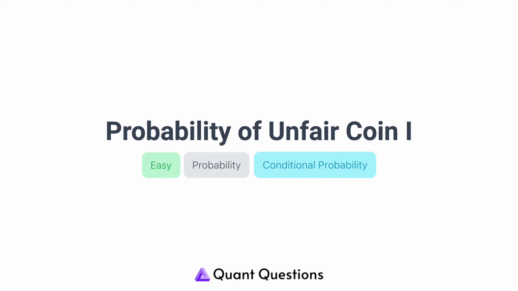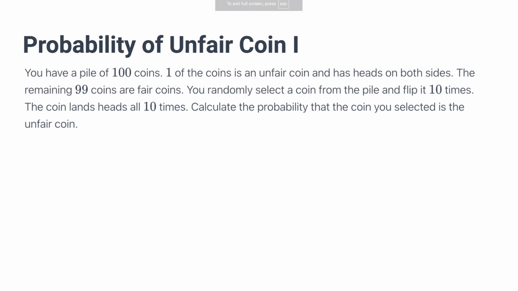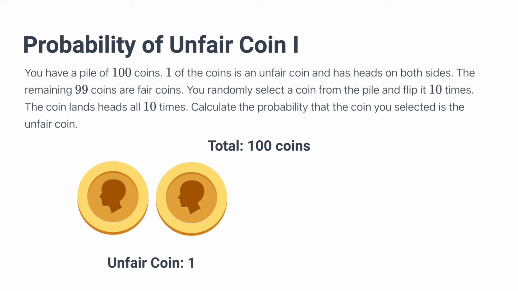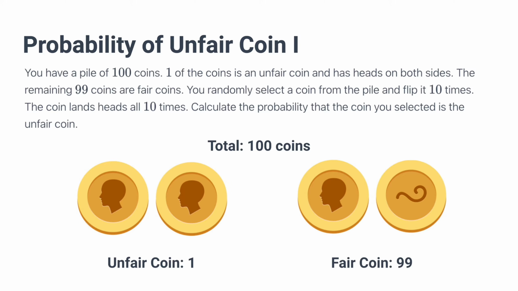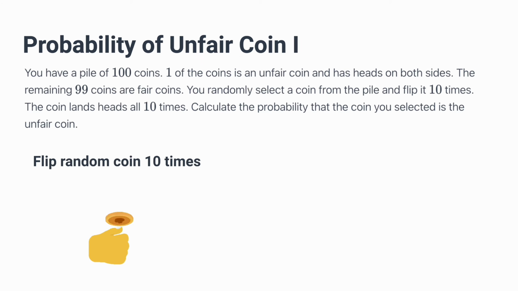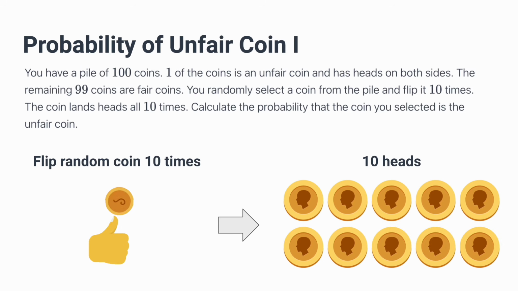Today's problem is probability of an unfair coin. Now, here's the scenario. You have a pile of 100 coins. One of the coins is an unfair coin and has heads on both sides. The other remaining 99 coins are fair coins, meaning 50-50 chance for heads or tails. You randomly select a coin from the pile and flip it 10 times. The coin lands on heads all 10 times. Calculate the probability that the coin you selected is the unfair coin.